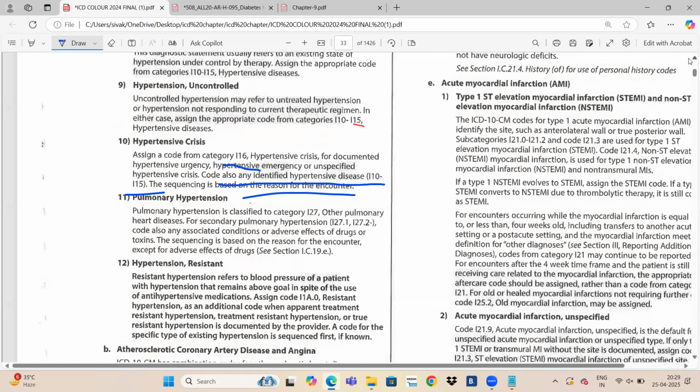Hypertensive urgency, CKD, pulmonary hypertension, heart failure, don't combine. Suppose the patient has pulmonary hypertension and CKD. Can you combine? No. You are coding regularly these types of conditions.